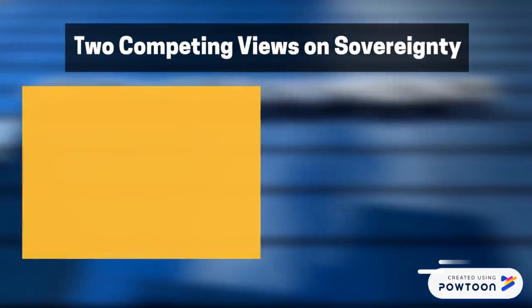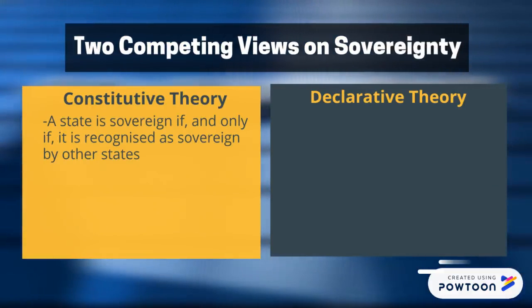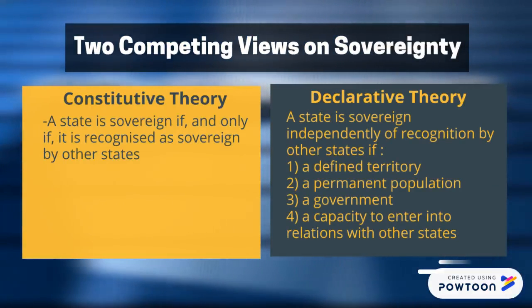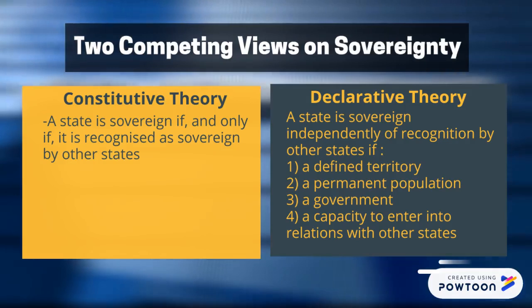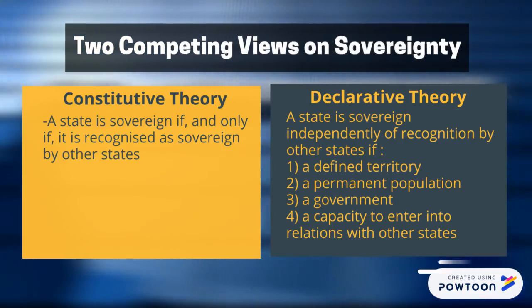There are two competing views on sovereignty, which are the constitutive theory and the declarative theory. The constitutive theory says a state is sovereign if and only if it is recognized as sovereign by other states. In the declarative theory, a state is sovereign independently of recognition by other states.